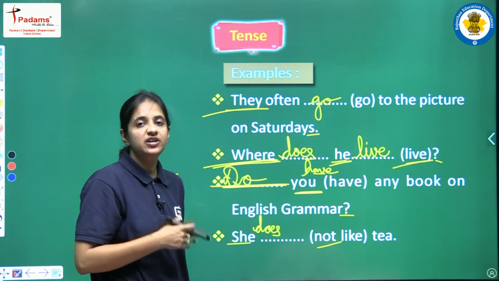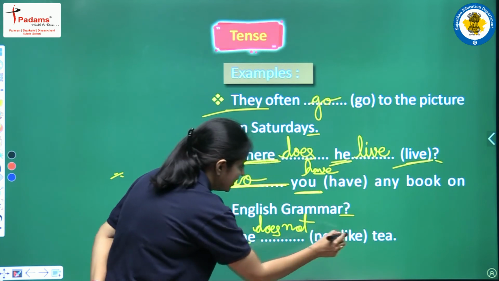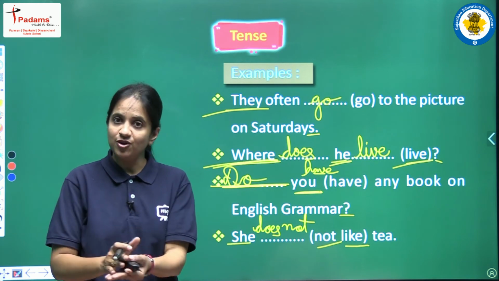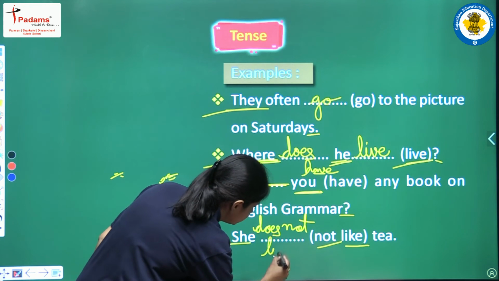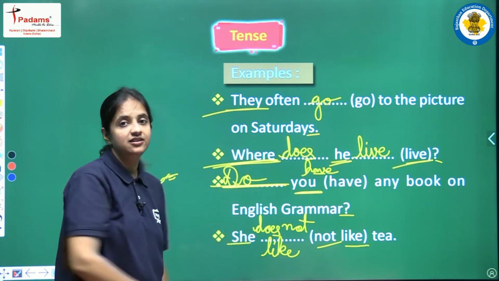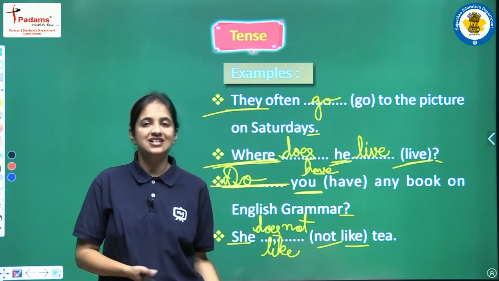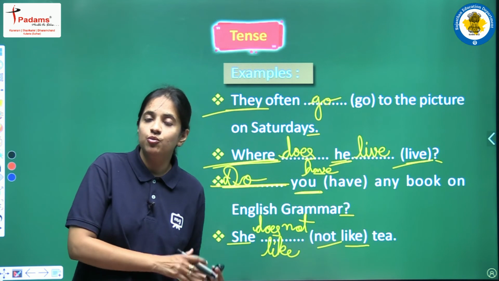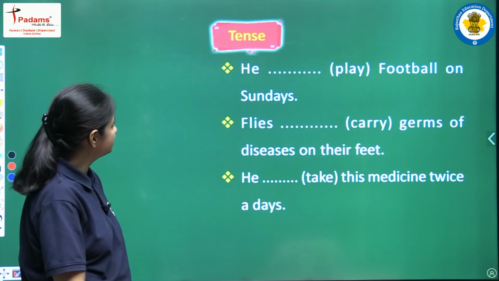After the helping verb we use not. So we will write not. She does not. Next, our main verb is like, and we all know that in a negative sentence we use the first form of the main verb, and the first form of like is like only, so we will write like. Our sentence will be: she does not like tea. So this is the way to solve such kinds of sentences, in which you have to write the correct form of the verb according to the tense. We have some more examples, so let's see.